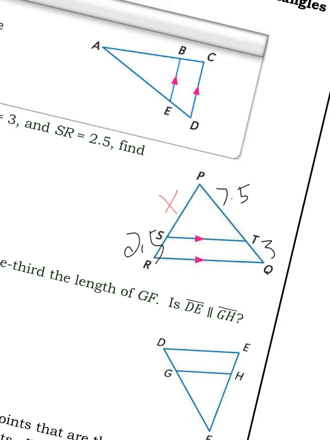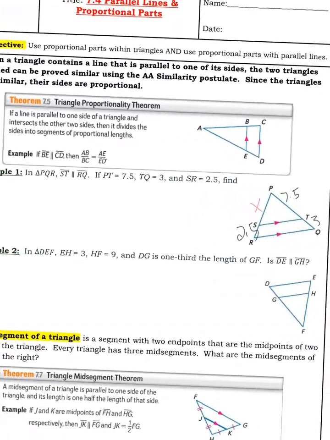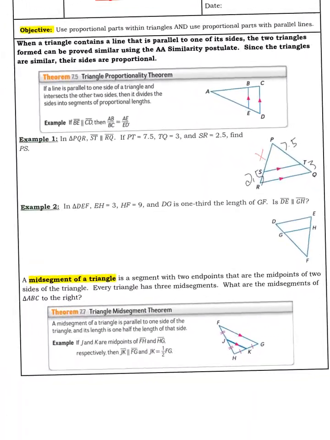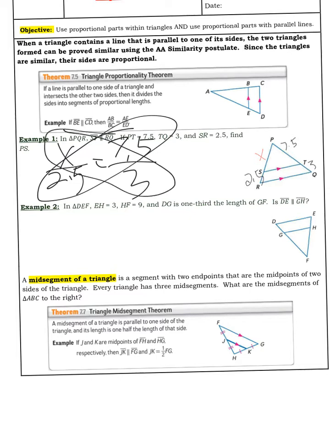And then I just make a simple proportion as stated in the theorem. So in other words, x over 2.5 equals 7.5 over 3. Just make sure you maintain the same order. I did top over bottom equals top over bottom. So I'll cross multiply and divide. You get x equals 6.25.